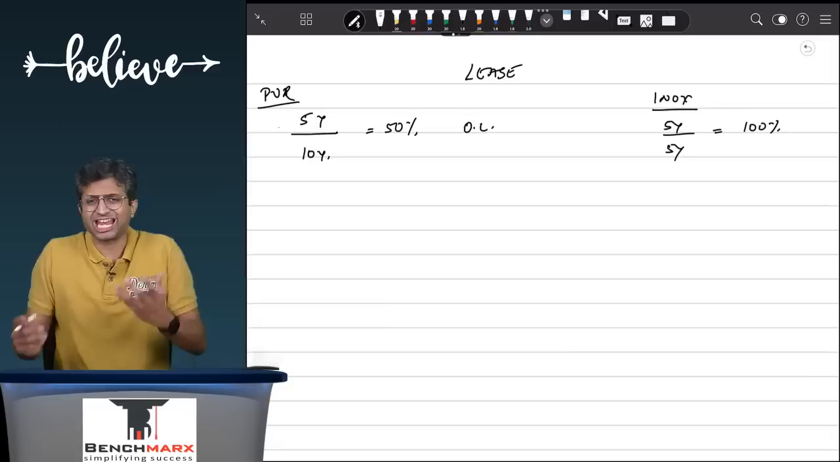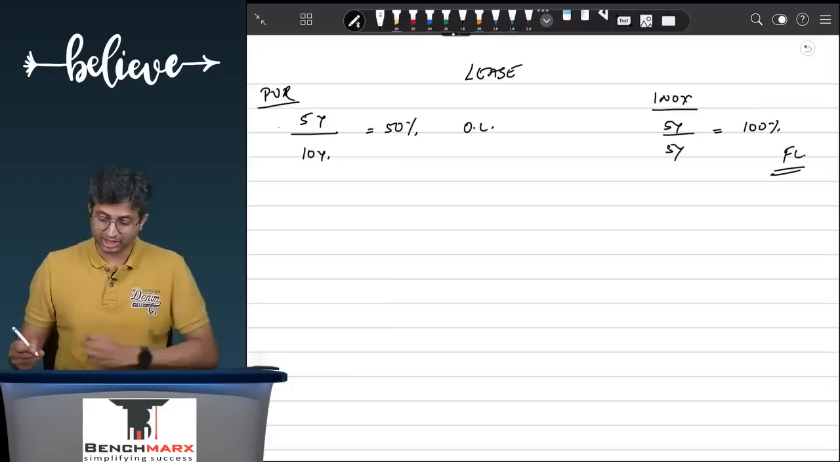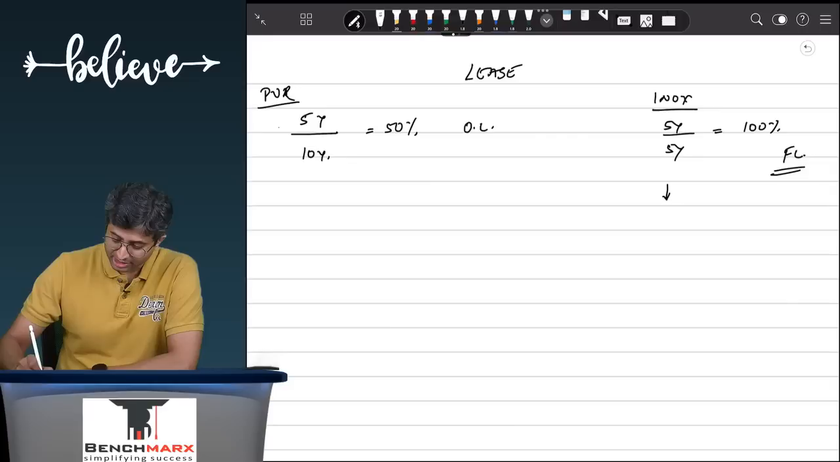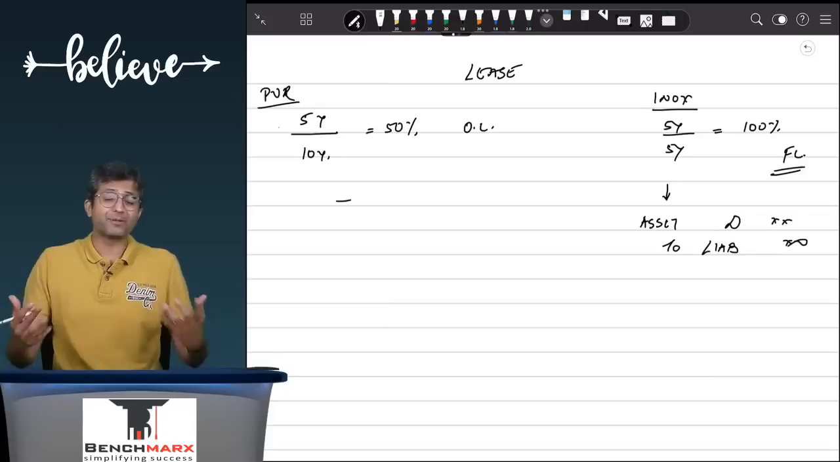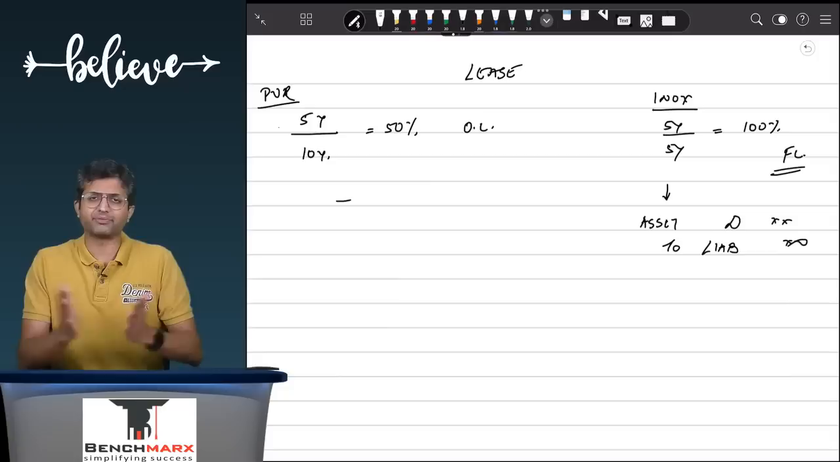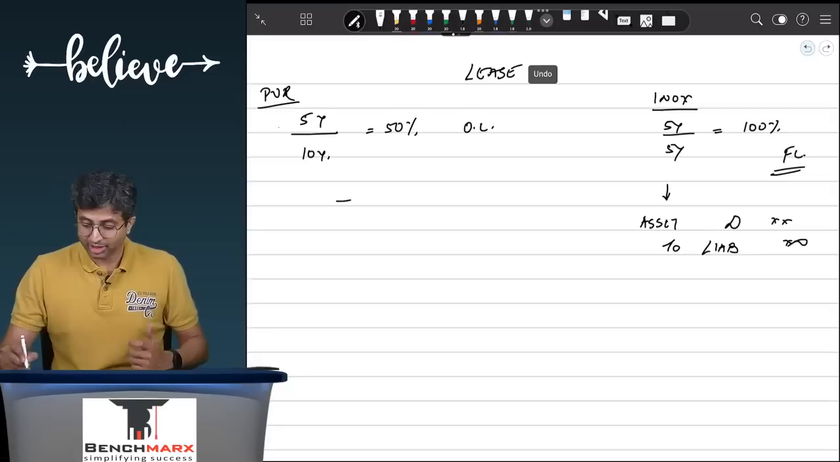Now, this is where the standard has a problem. If INOX classifies it as a finance lease, it will recognize the asset in the books at a particular value, we will see what, and also a corresponding lease liability, we will see at what value. Whereas PVR will not pass any entry at initial recognition. Instead, it will just pass the entry: rent account debit to bank, and P&L account debit to rent. So if an investor is comparing the financial statements of PVR and INOX, the investor is bound to believe that INOX is a company which has a higher debt, whereas PVR is kind of debt free.